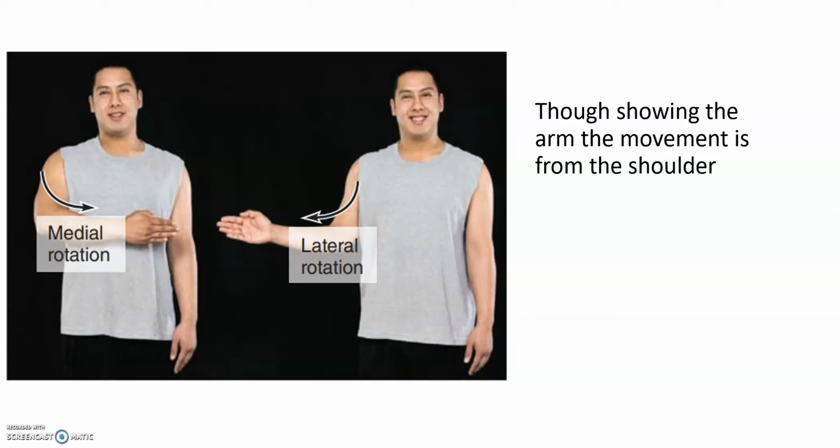Ball and socket joints also allow for rotation towards and away from the midline. Medial rotation is towards midline, lateral away. This shows the shoulder moving toward and away from the midline.